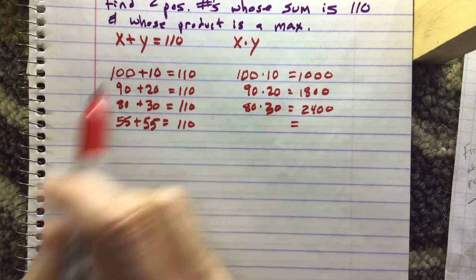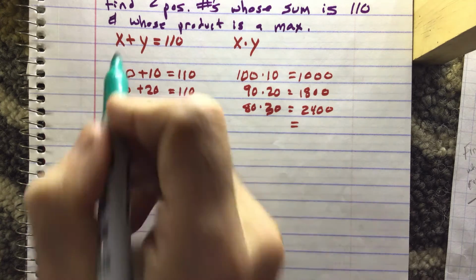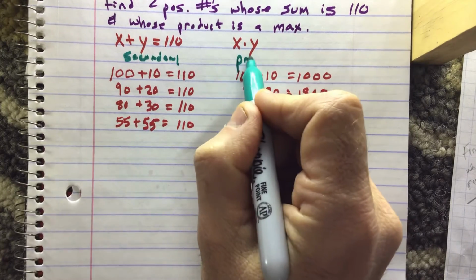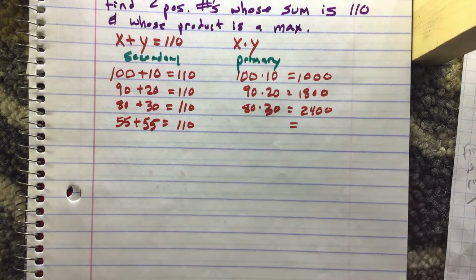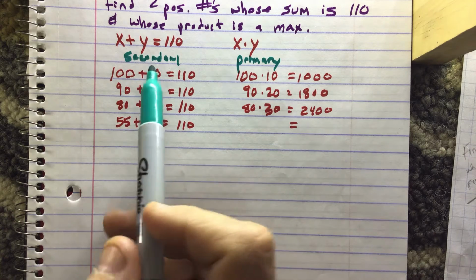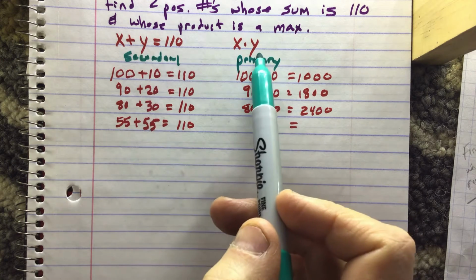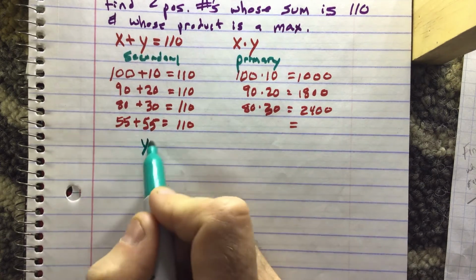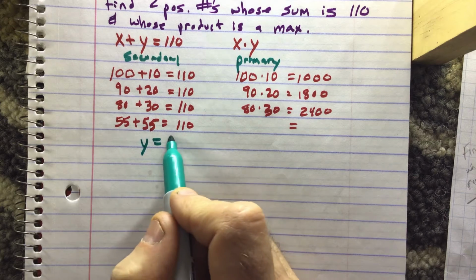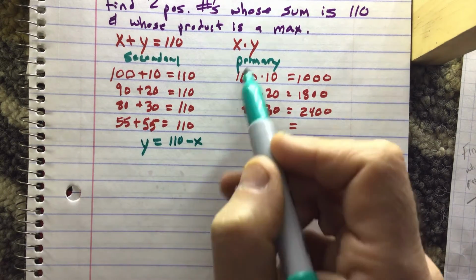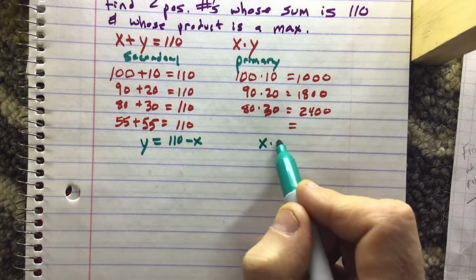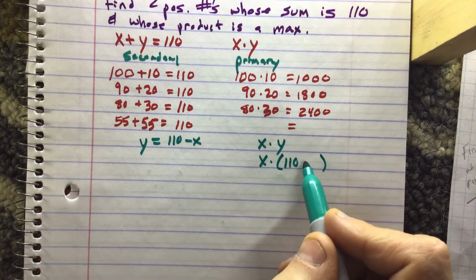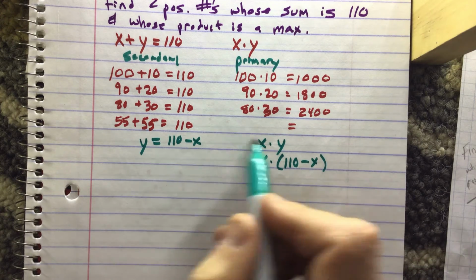So this is our secondary function right here, and this is our primary because this is the one that we're trying to maximize. So we solve the secondary for one variable and plug it into the primary so that we only have one variable in the primary. If I solve this for y, it would say y equals 110 minus x. So now instead of calling this x times y, I can call it x times 110 minus x. So I'm substituting this variable into here.